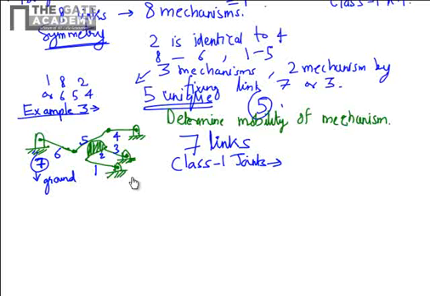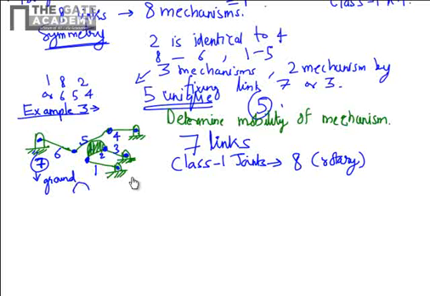So you can count here class 1 joints, that is 1, 2, 3, 4, 5, 6, 7 and 8. So class 1 joints are 8 rotary pairs, and we have one CAM joint. Now the degree of freedom of a CAM joint is 2. So it's a class 2 mechanism.